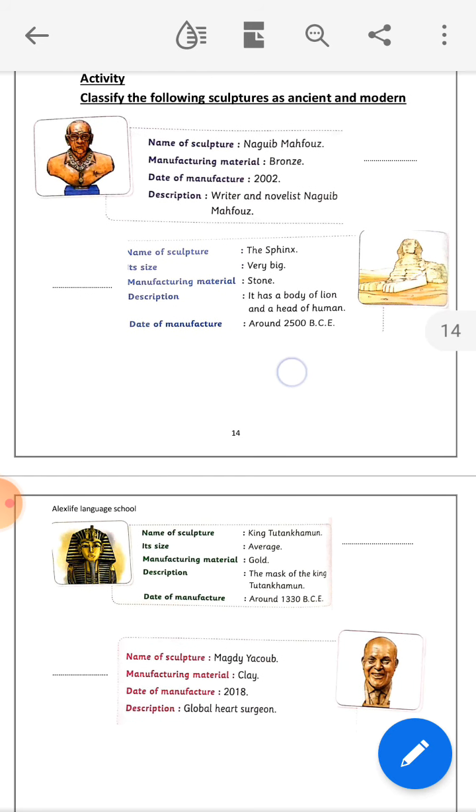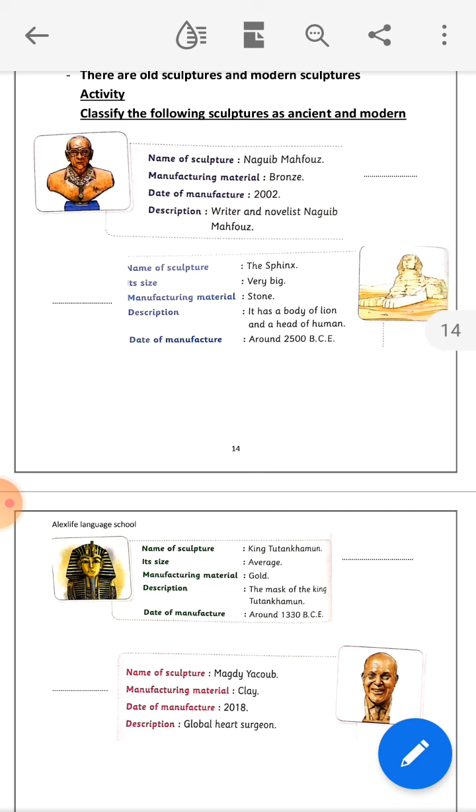Here I gave you 4 examples of sculptures, and I want you to classify them into old sculpture and modern sculpture. The first one is for Naguib Mahfouz. The manufacturing material is bronze. Bronze is a metal. The date of manufacture is 2002. Description: writer and novelist Naguib Mahfouz. This is the first one.